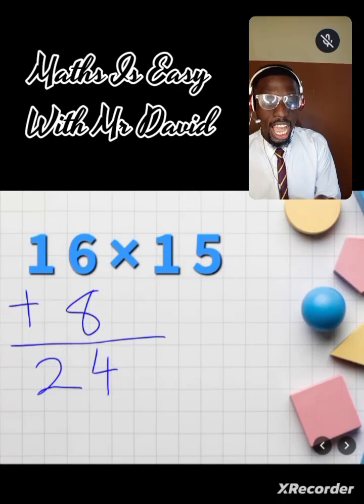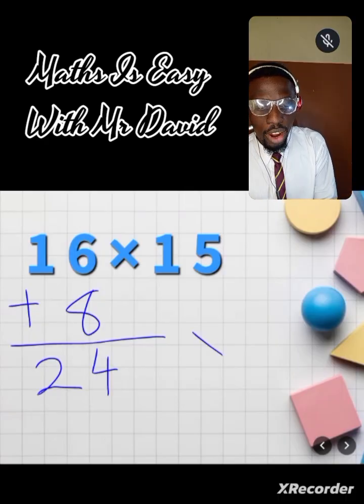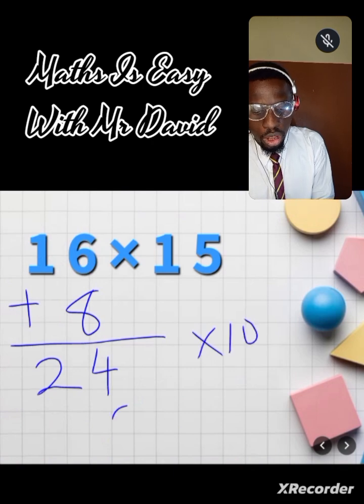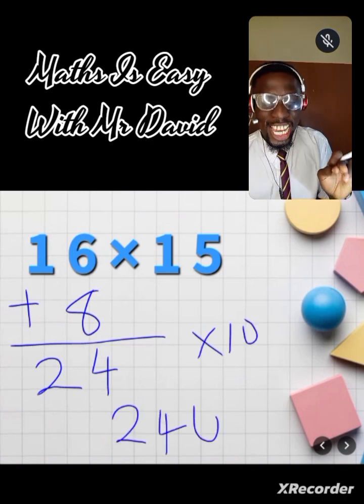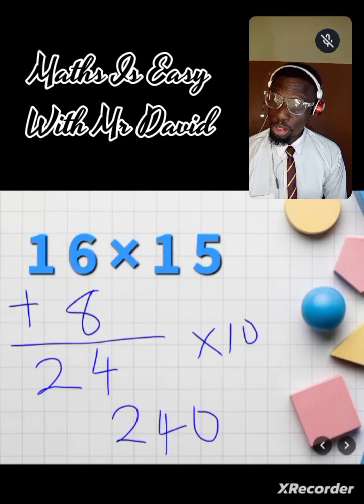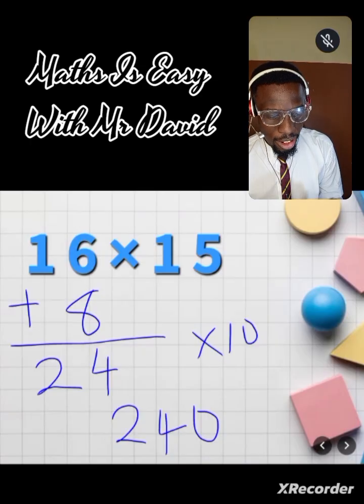So what do I do next? I have to multiply by 10. If I multiply by 10, it's as simple as adding 0 at the back. So that means my answer will be what? 240. This is super easy. Can't you see?